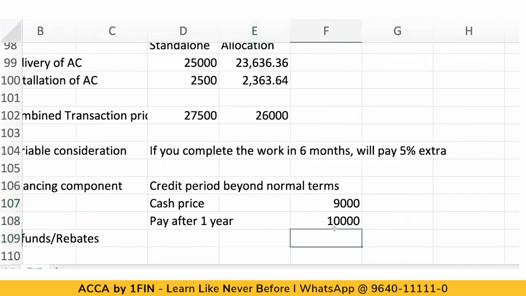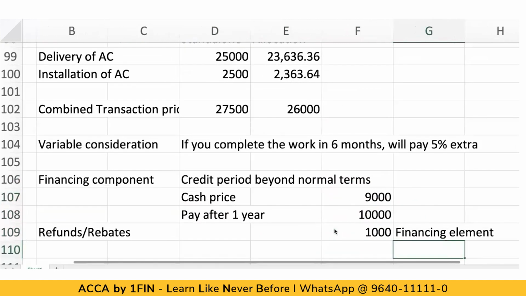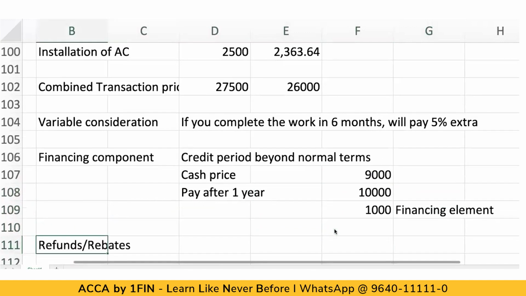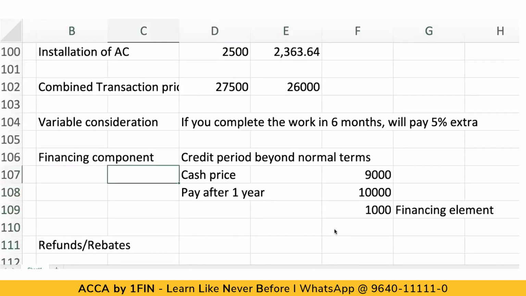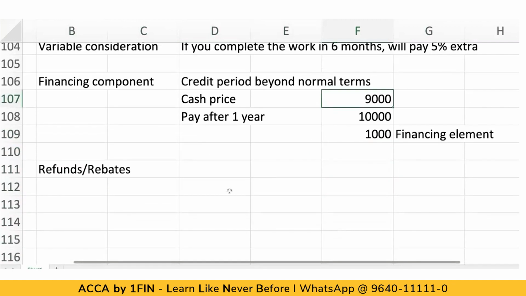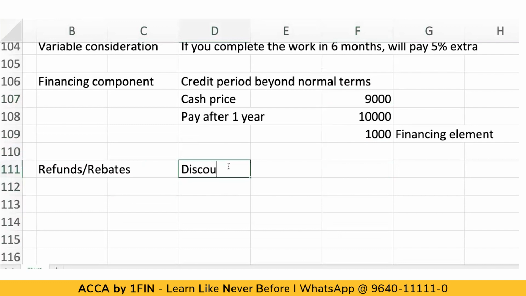So what the standard says is, this 10,000 minus 9,000, this 1,000, is a financing element, and it should not be recognized as revenue. The financing element should be separately recognized as finance income, and revenue should be restricted to the cash price, which is 9,000. So whenever there is a significant financing component in the contract, you should recognize the financing element separately as finance income, and the cash price should be the price at which you recognize the revenue. Then refunds, rebates or discounts.